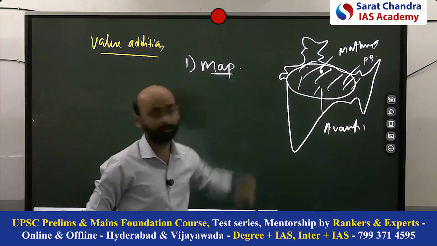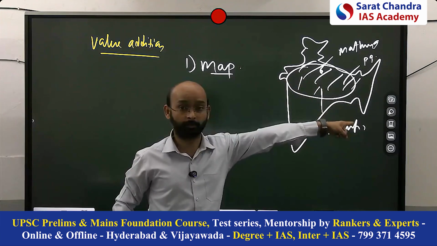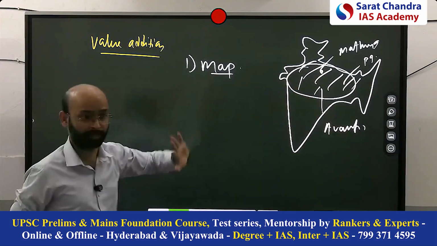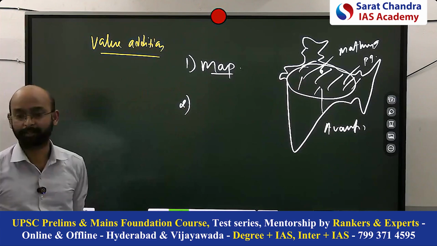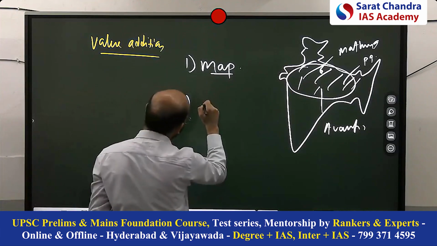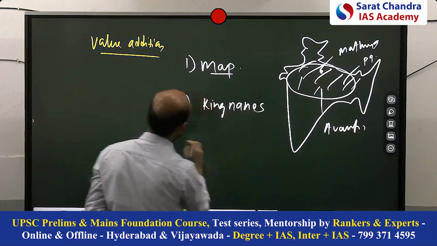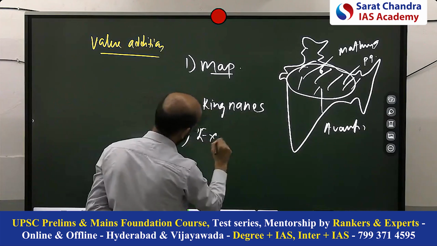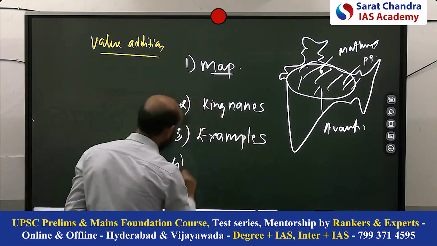If you are able to mention the capital, good. If you are able to mention the port, that's also good. Tamralipti, Bharuch, something. Okay. Second important value addition in art and culture is mentioning the king's name. Third, examples. Fourth is diagram.